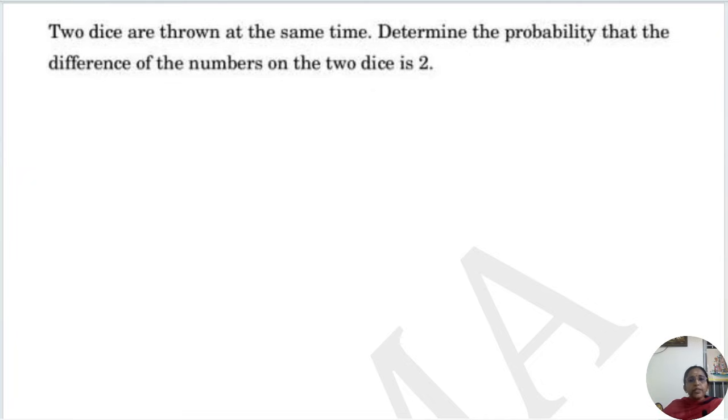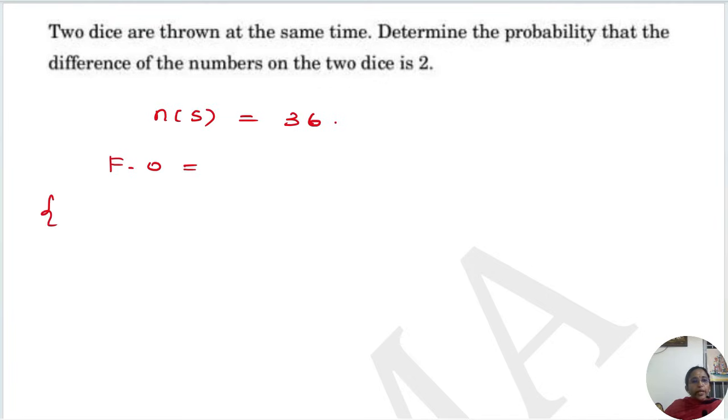Two dice are thrown at the same time. Determine the probability that the difference of the numbers on the two dice is 2. So our n of S will be equal to 36. Now, what are all the favorable outcomes? The favorable outcomes are those where the difference of the numbers on the two dice is 2.